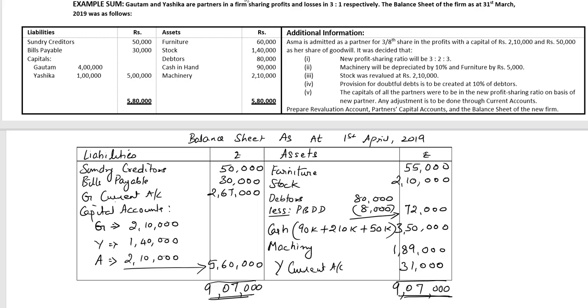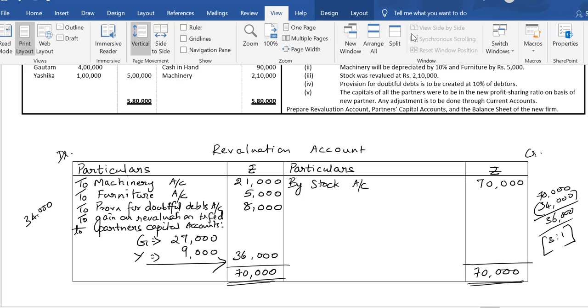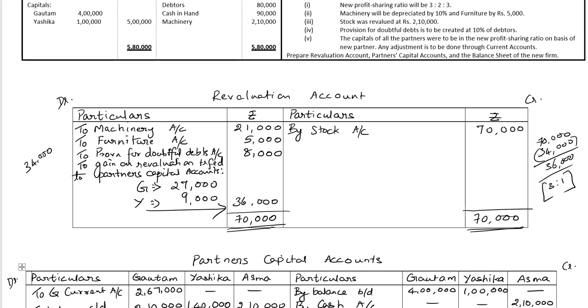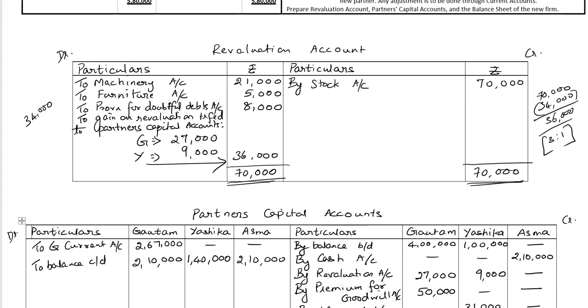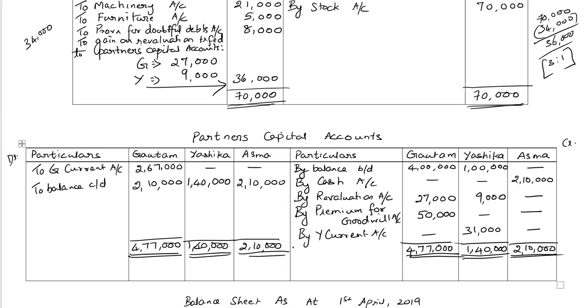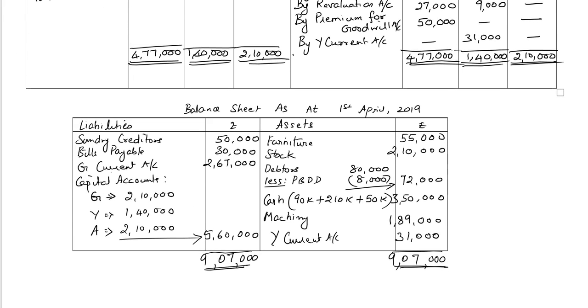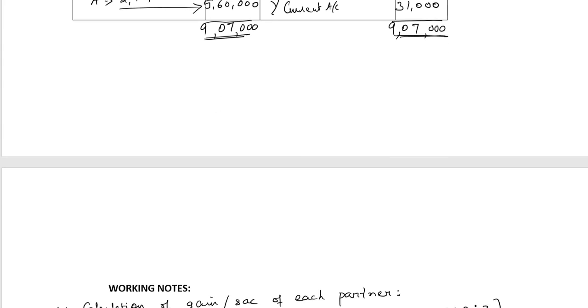I'll remove the split and we can view the entire answer. We began with the revaluation account, followed by the partners' capital accounts, and the balance sheet, and finally the working notes.